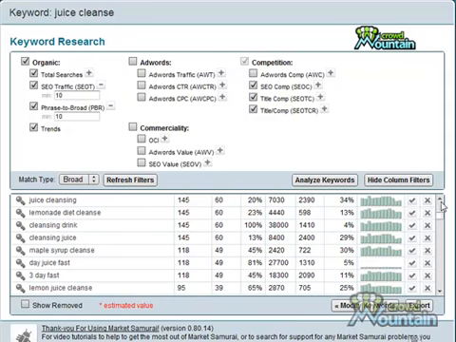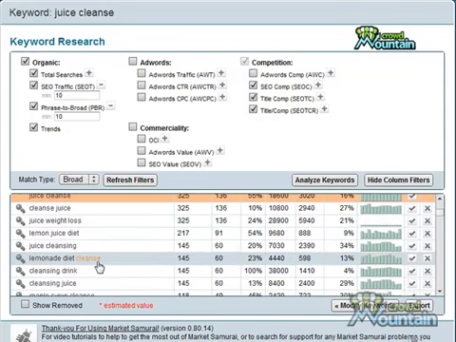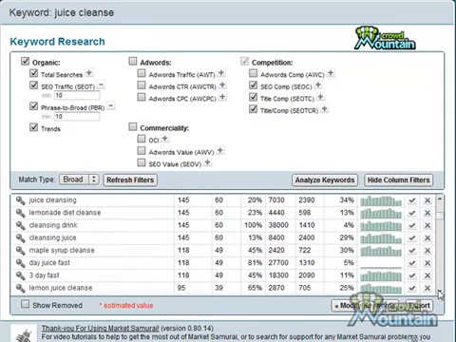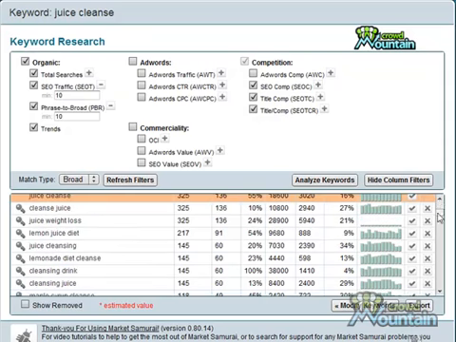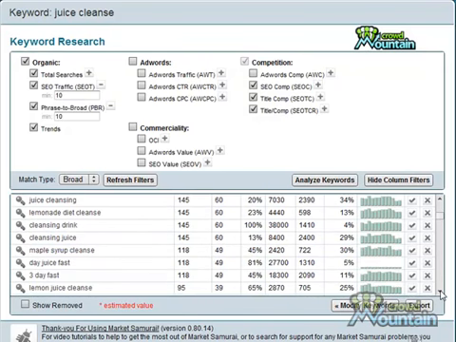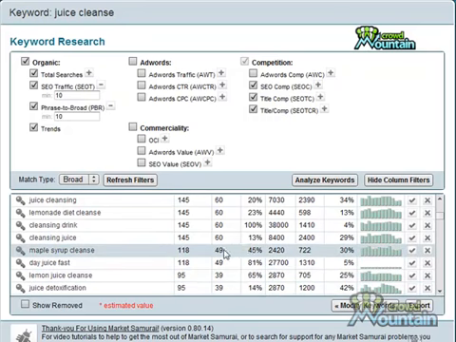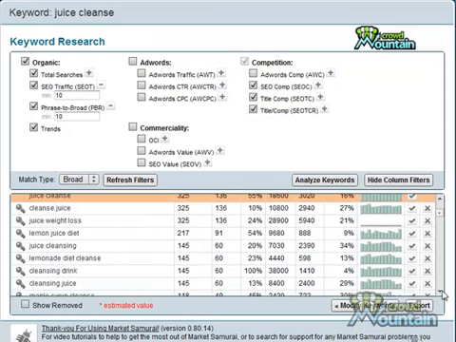Maybe I would just go with lemon juice cleanse and put lemonade diet cleanse underneath it because this has such a low PBR. Lemonade diet cleanse does, whereas lemon juice cleanse has a bit of a higher PBR, and it should be fairly easy to rank for once I put up some keyword targeted words for that. So lemon juice cleanse, I'll go with that. And the maple syrup cleanse, the PBR is a little bit lower than I like to see there, but it might be worth looking into.